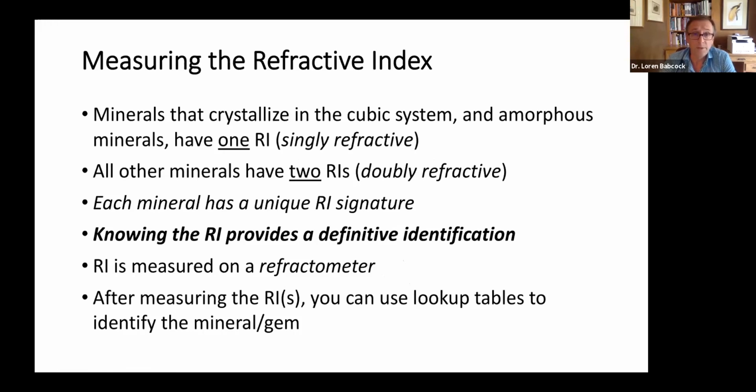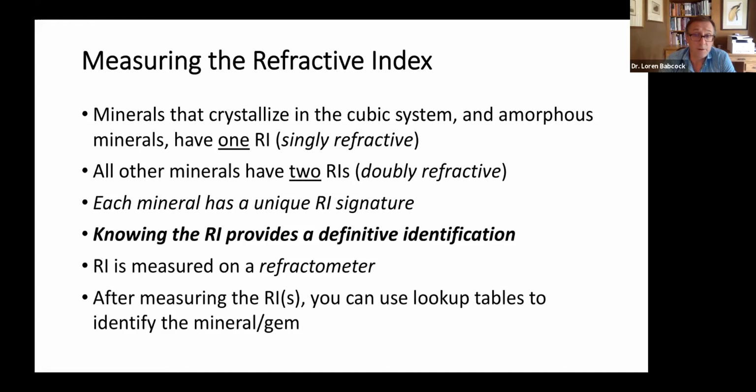So measuring the refractive index is actually fairly simple and straightforward. And the reason I put up the cubic system and compared it to the hexagonal system is going to be more obvious to you now. The minerals that crystallize in the cubic system, because all the directions are equal within the crystal, it means that light passes with an equal speed through any direction in the mineral, in the crystal. Minerals that crystallize in the cubic system have only one refractive index, and we say that they are singly refractive. They have one refractive index.